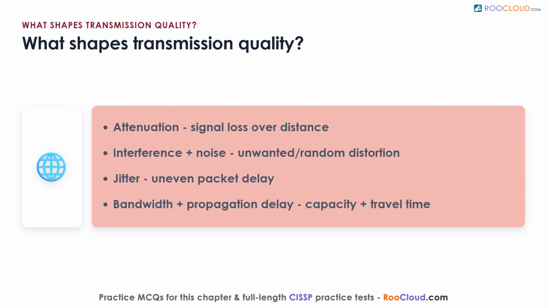Design well, and these stay in check. Ignore them, and your data arrives late, garbled, or not at all. Think of a garden hose. Too long, too kinked, or too narrow, and the water dribbles out weak.